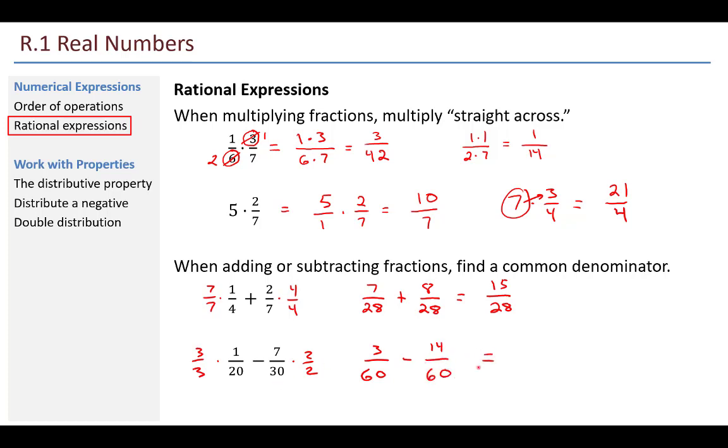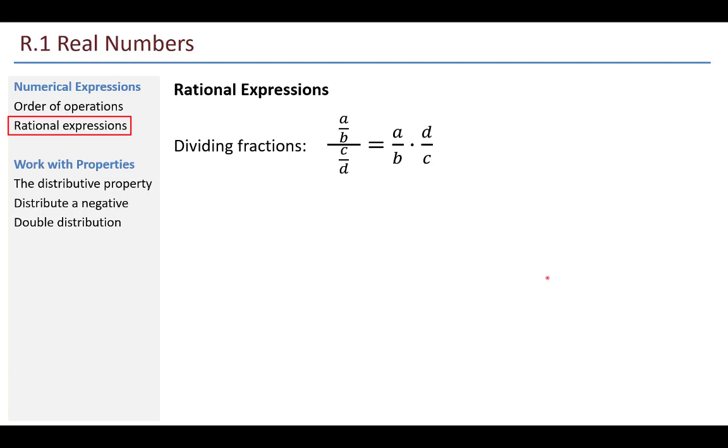And now subtract the top. 3 minus 14. That's negative 11. And the 60 stays the same. You can leave the fraction like this, negative 11 on top and 60 on the bottom. Alternatively, you can put the negative out front. So negative 11 over 60 is the same thing as negative 11/60. And there we go. One more example with rational expressions.